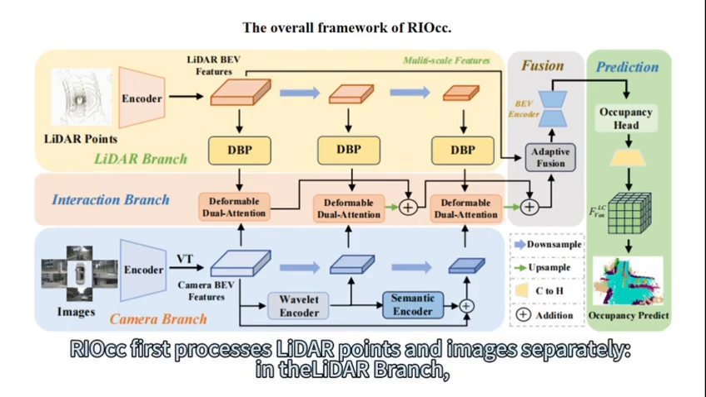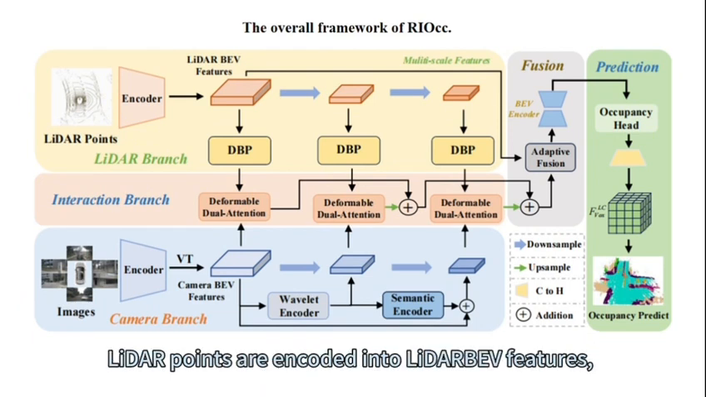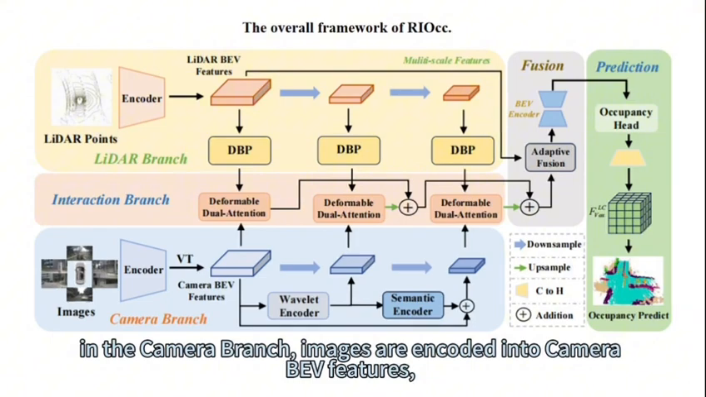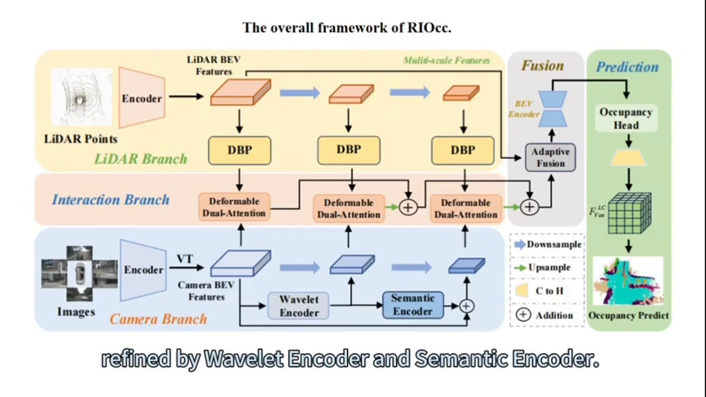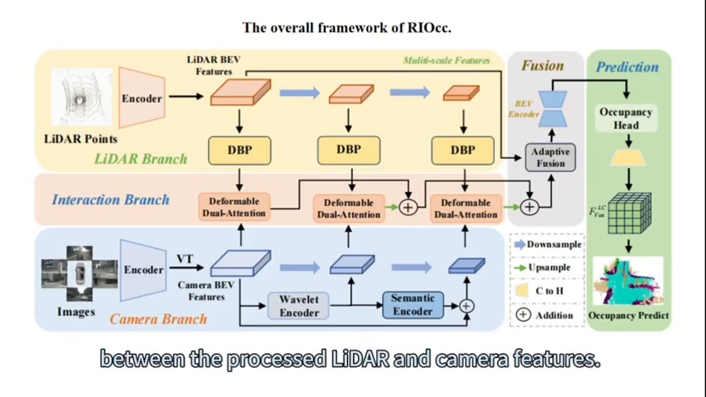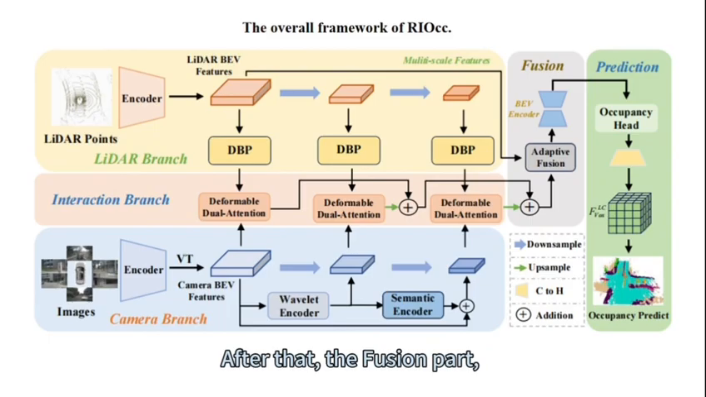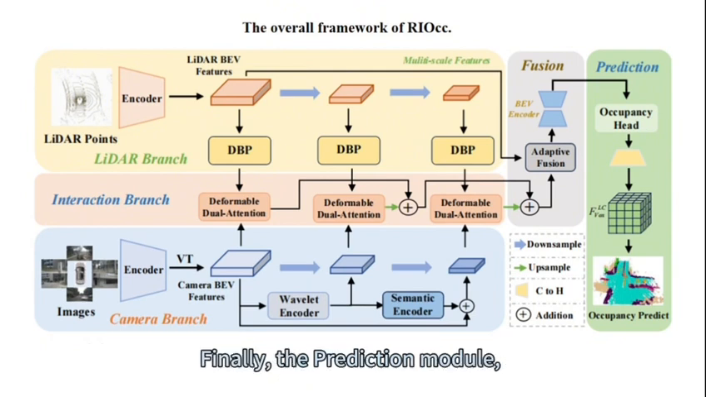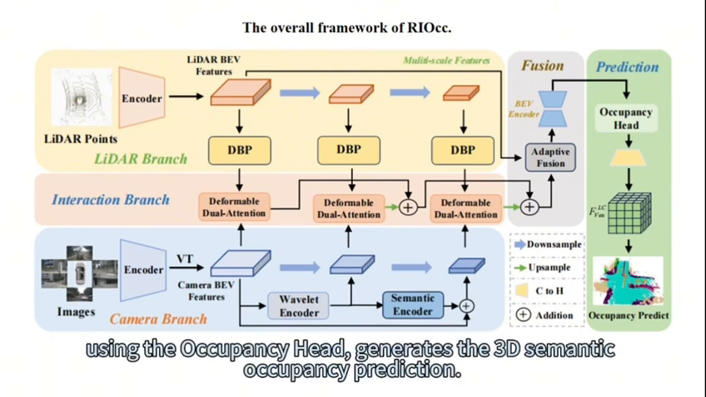RIOcc first processes LiDAR points and images separately. In the LiDAR branch, LiDAR points are encoded into LiDAR features, which then go through multiple DBP modules to extract multi-scale features. In the camera branch, images are encoded into camera BEV features, refined by the wavelet encoder and semantic encoder. The interaction branch employs deformable dual attention to enable cross-modal interaction between the processed LiDAR and camera features. After that, the fusion part, via BEV encoder and adaptive fusion, combines these features. Finally, the prediction module, using the occupancy head, generates the 3D semantic occupancy prediction.